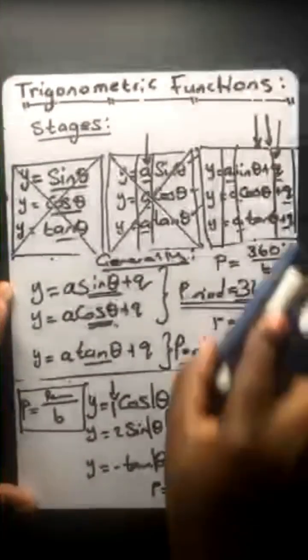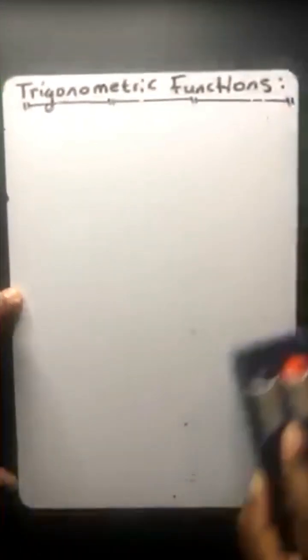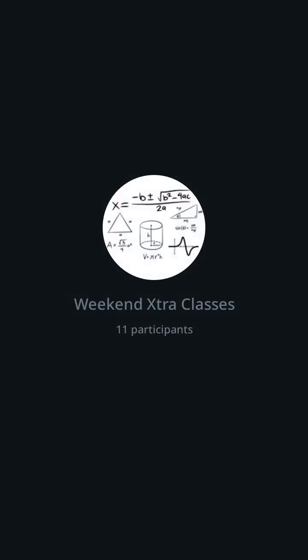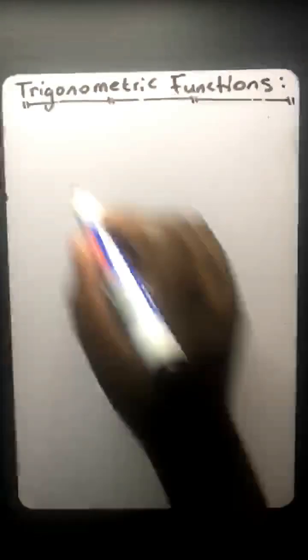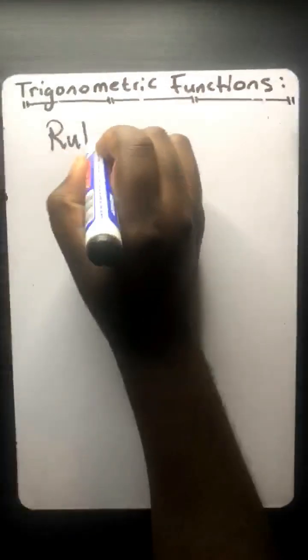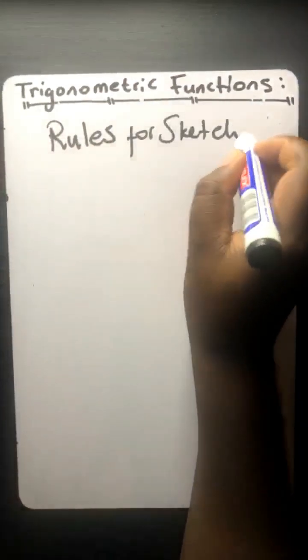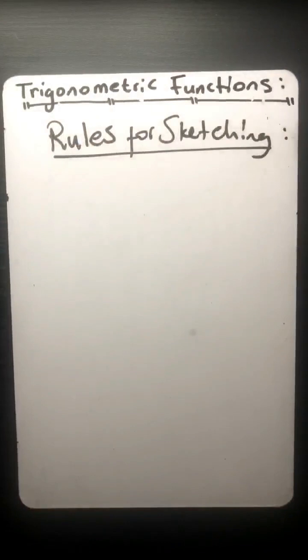So I'm now going to remove all of this. We are now approaching the last part of our lesson for today, and I would like you guys to listen very carefully. This is what I'm teaching you, the rules for sketching trigonometric functions. If you can understand this, I'm telling you now, you will never go wrong. Never.